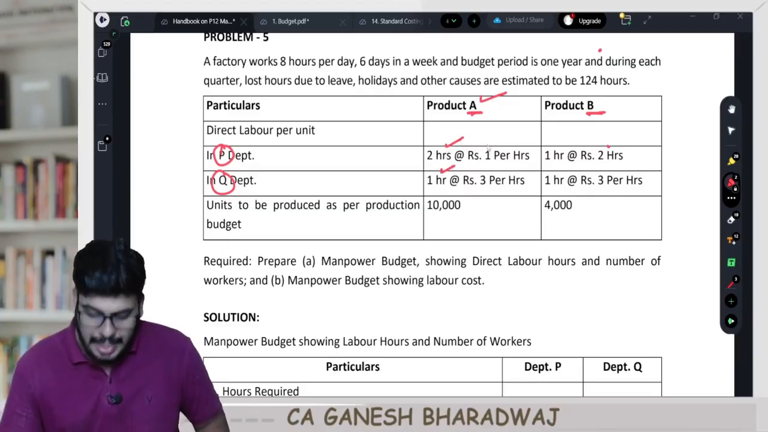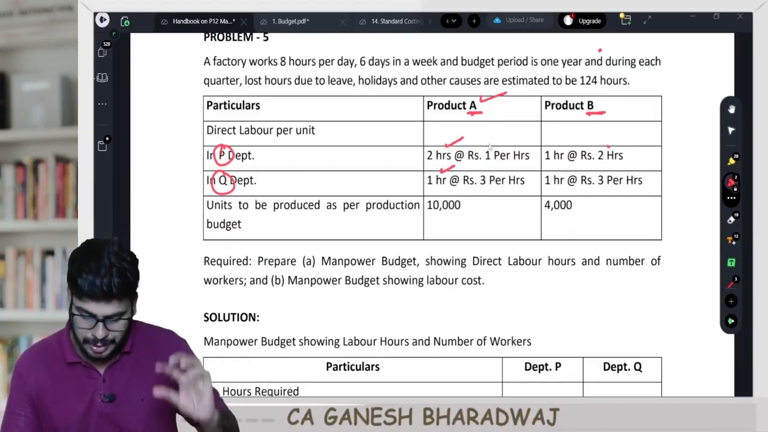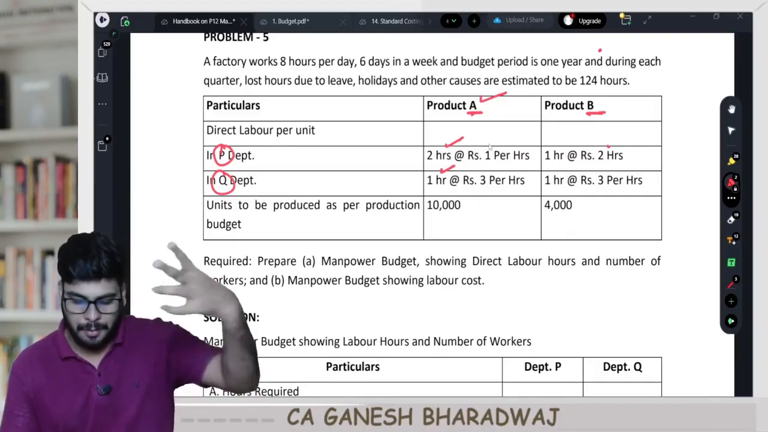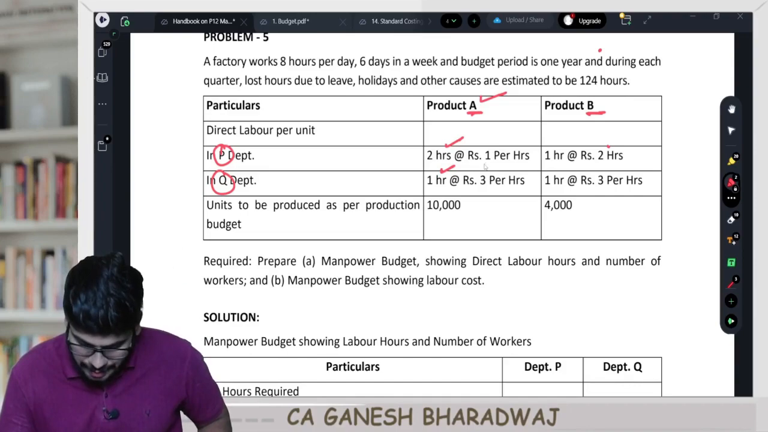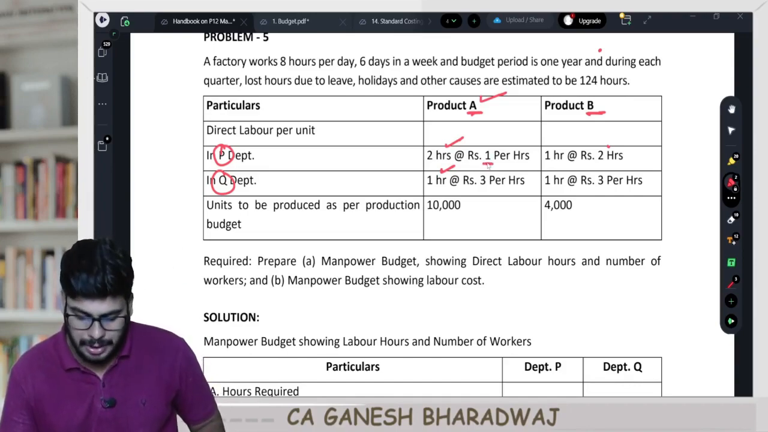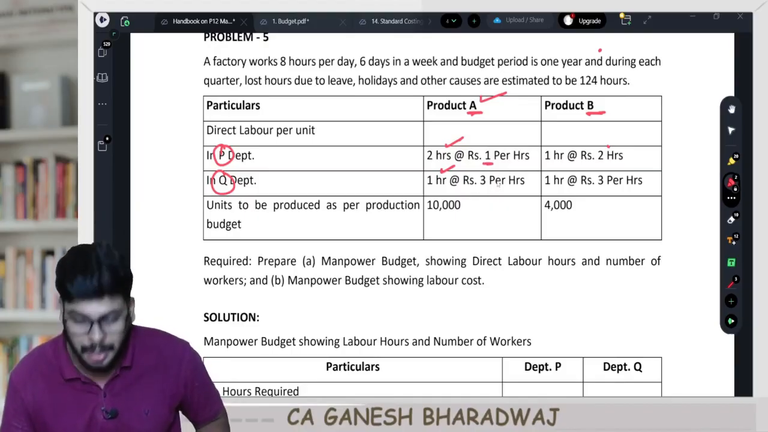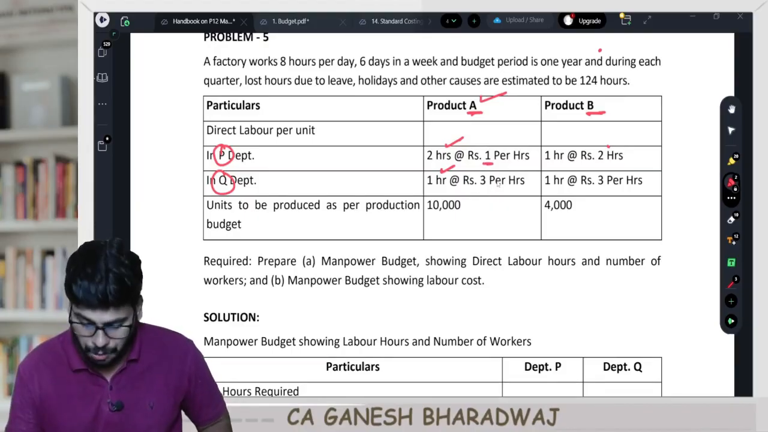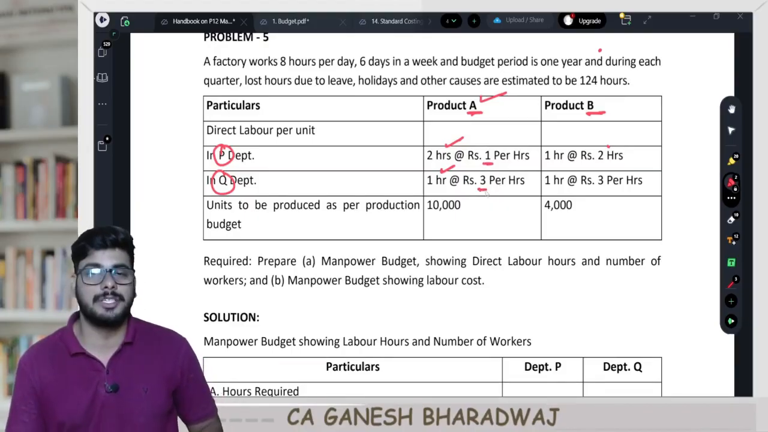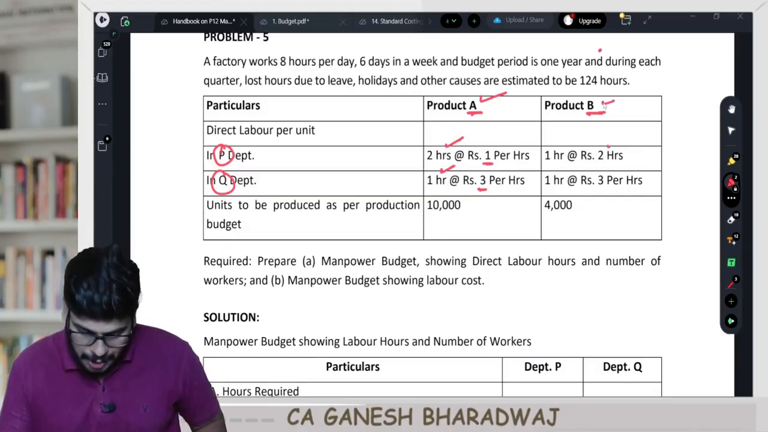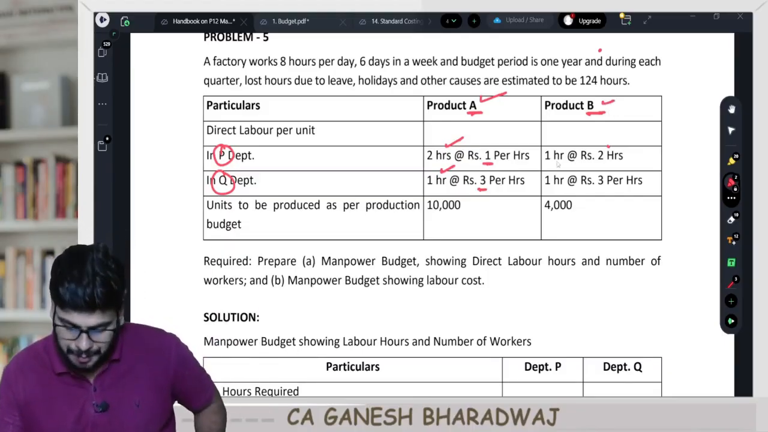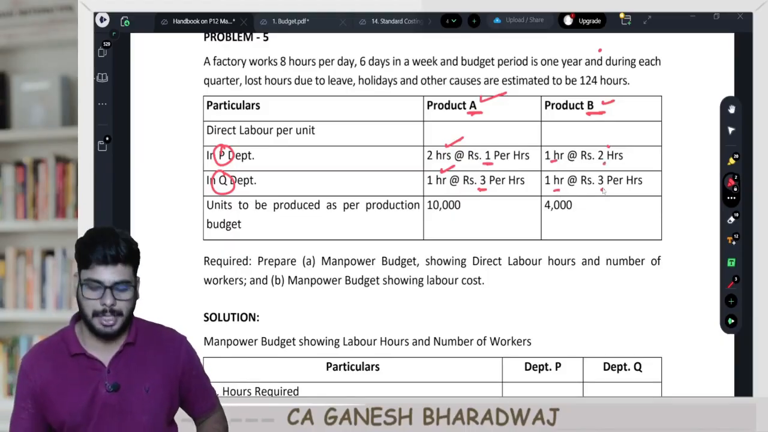And if I am using this department P, right, for manufacturing product A, the per hour labor cost is 1 rupee. Whereas in department Q, for every hour spent on product A, the charge is how much? It's going to be rupees 3. Similarly, product B also passes through P and Q. It spends 1 hour in P, 1 hour in Q. The rate is rupees 2 and rupees 3 respectively.